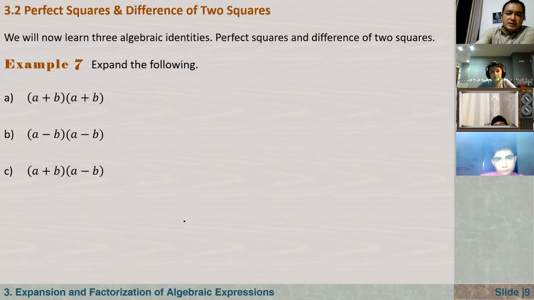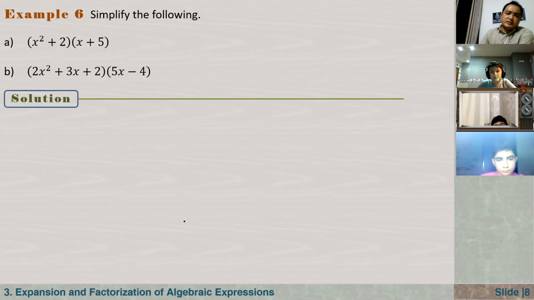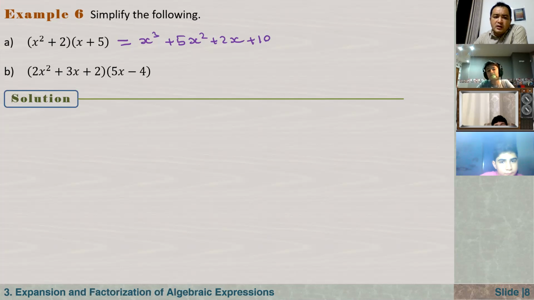So now we'll do some questions that have squares. How about in this? In a similar way, we can do this. X squared times x, that is x cubed, right? Plus x squared times 5, it is 5x squared. Okay, the second term, 2 times x is 2x, and 2 times 5 is 10. Do we have any like terms here? We don't have, so we should not continue. We can just stop here. That's all. What we have done here is we have expanded the given algebraic expression. That means that we have cleared the brackets and simplified the like terms.